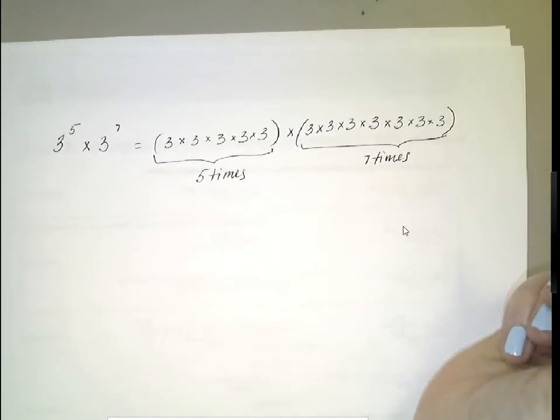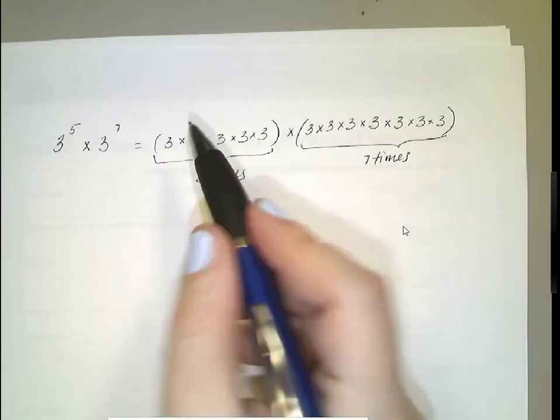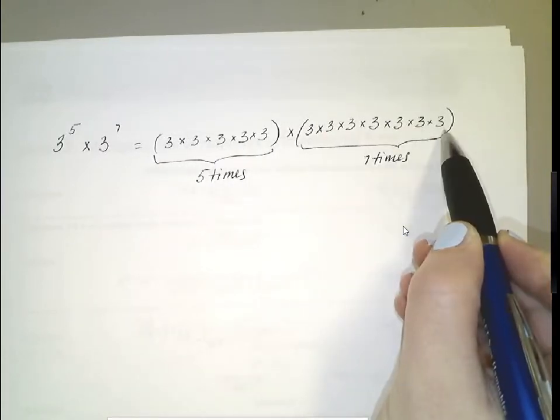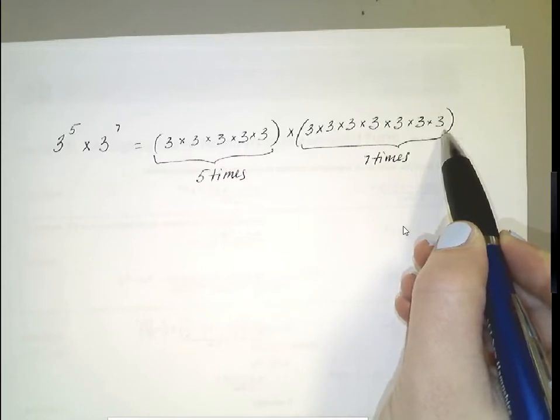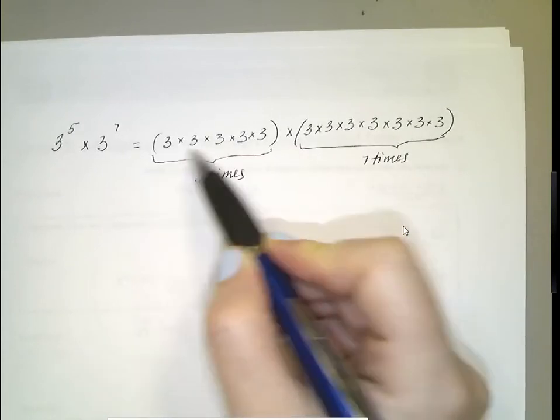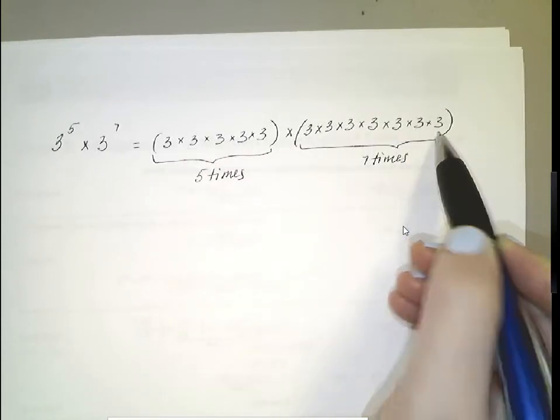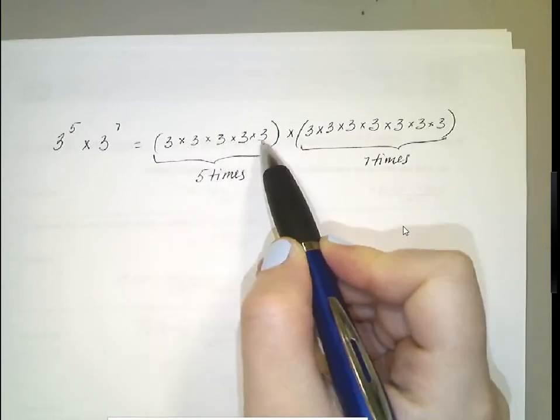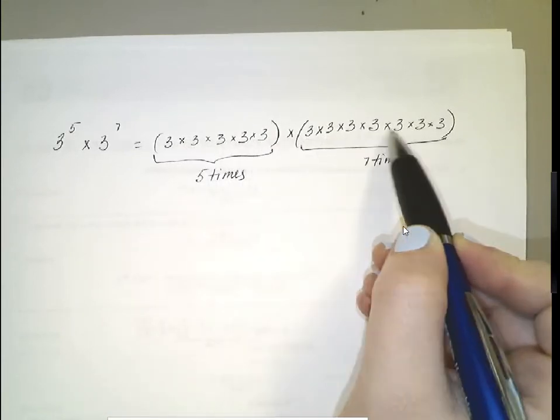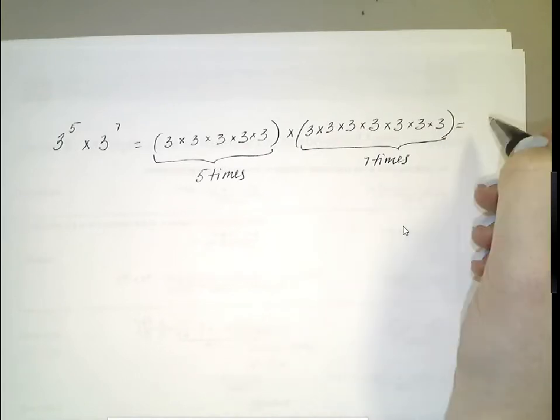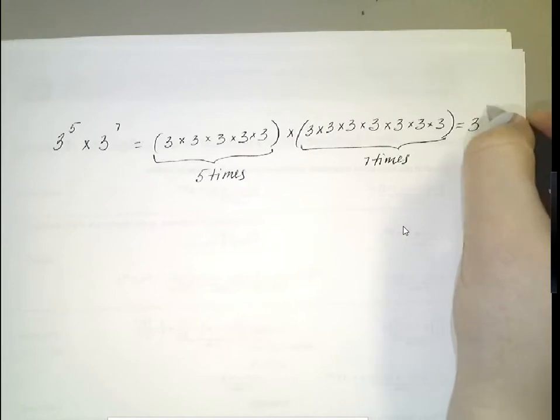Okay, so now if I look at it, I will see that all of my 3's are multiplied together, right? By themselves. There are no other numbers. It's just 3 multiplied by itself. How many 3's do I have? 1, 2, 3, 4, 5, 6, 7, 8, 9, 10, 11, 12. I get 3 multiplied by itself 12 times. So 3 to the 12th.